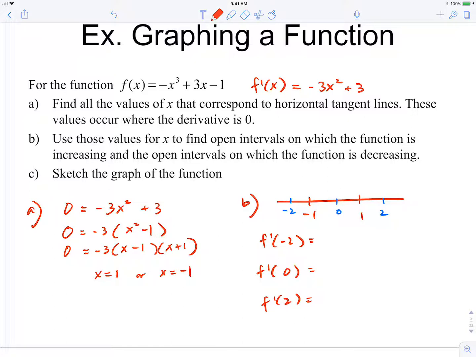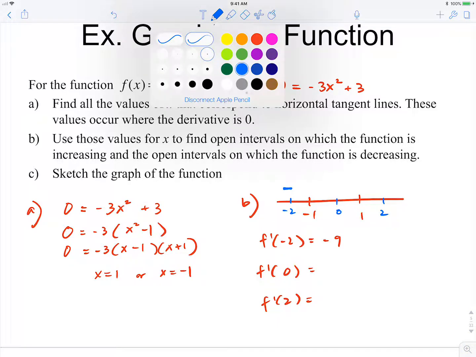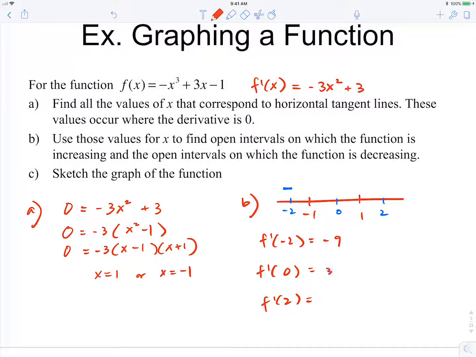So when I do that, let's see. For -2, there'll be -12 plus 3, so -9. So it'll be negative. The slopes of the tangent lines, I'll use blue, will be negative to the left of -1. And then f prime of 0 is +3. So the slopes of the tangent lines will be positive between -1 and 1.